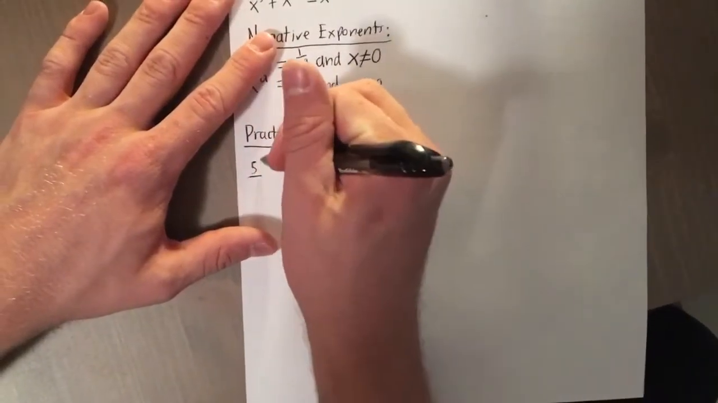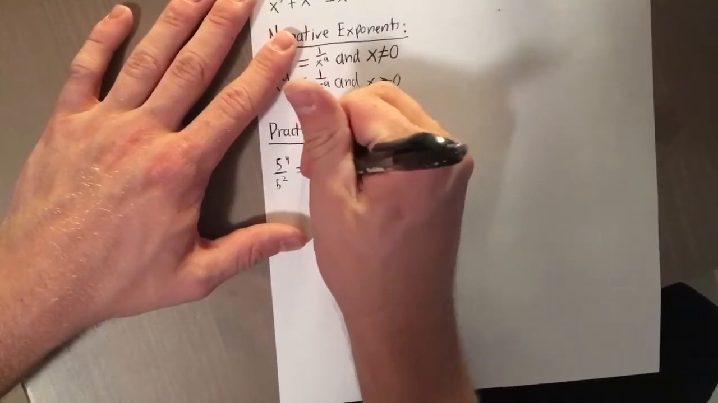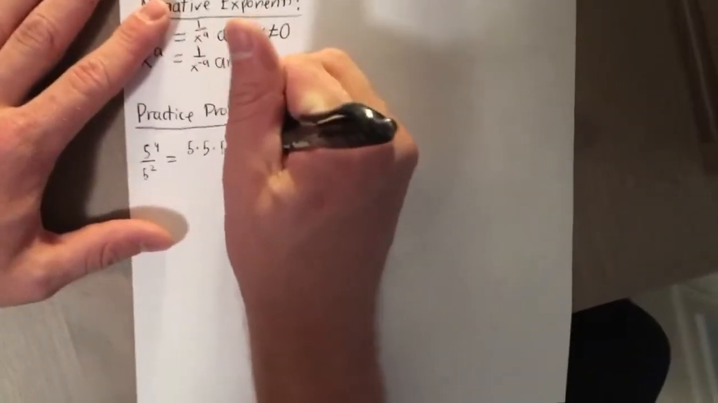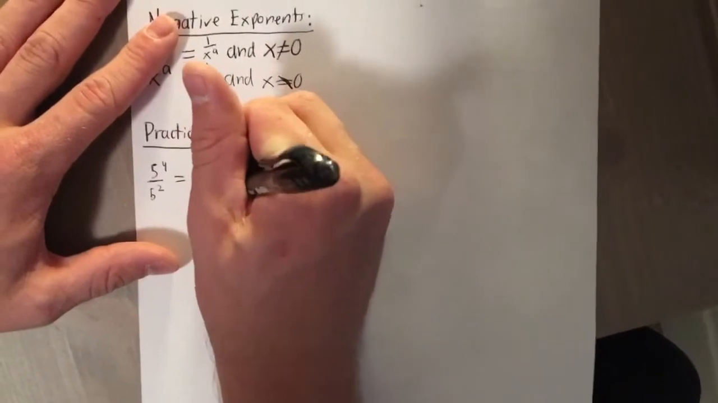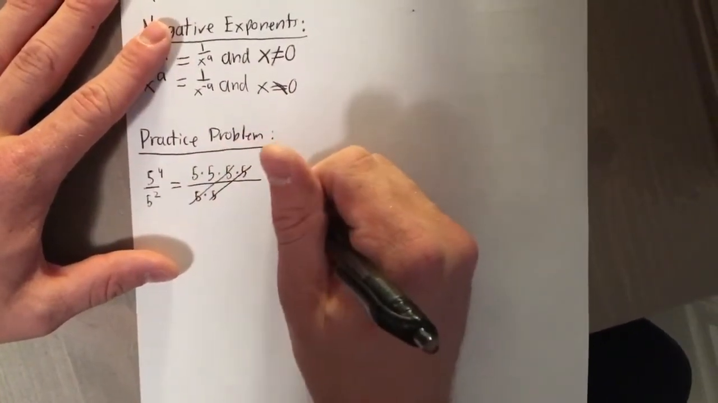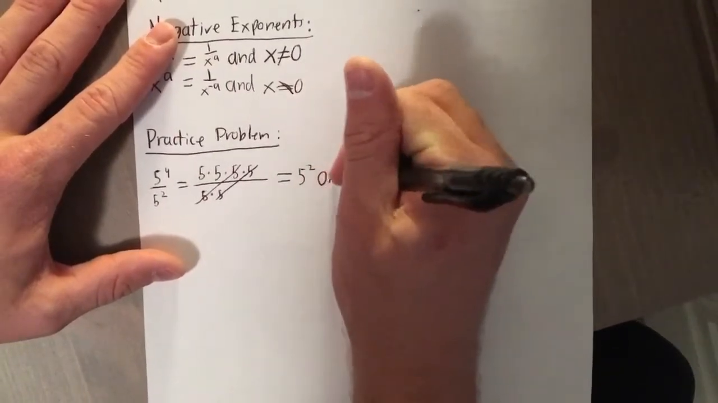In our practice problem, we see 5 to the 4th being divided by 5 to the 2nd. To solve this problem, you must use the quotient of powers property. When put into expanded form, it is seen that 2 of the 5's in the numerator can be cancelled out by 2 in the denominator. This leaves you with 5 raised to the power of 2, or 25.